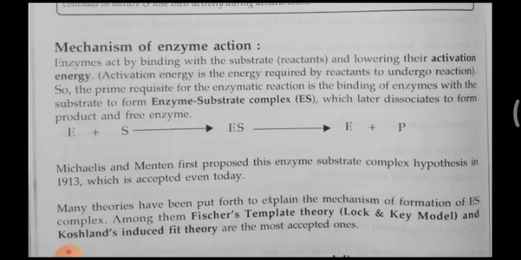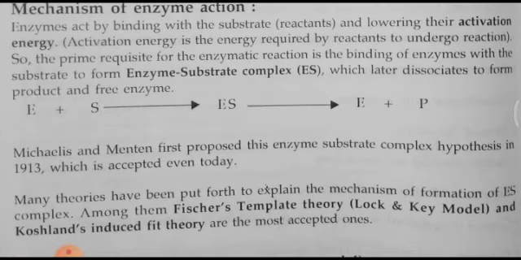This mechanism was proposed by Michaelis and Menten. Michaelis and Menten first proposed this enzyme substrate complex hypothesis in 1913, which is accepted even today. The very famous theory proposed by Michaelis and Menten, the enzyme substrate complex theory.